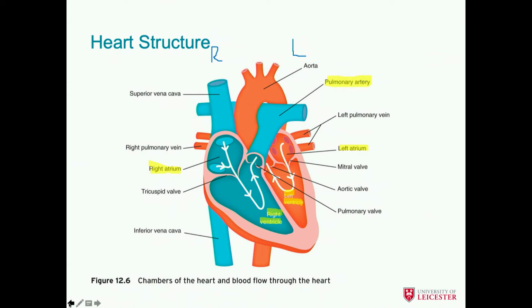Now, when it returns from the lungs, it returns via these smaller pulmonary veins, and we have those on both the right-hand side and the left-hand side of our heart. But they both feed into the left atrium. When blood leaves the heart and is transported to the rest of the body via the systemic circulation, it leaves via the aorta. So it leaves the left ventricle and up into this big thick artery here called the aorta.